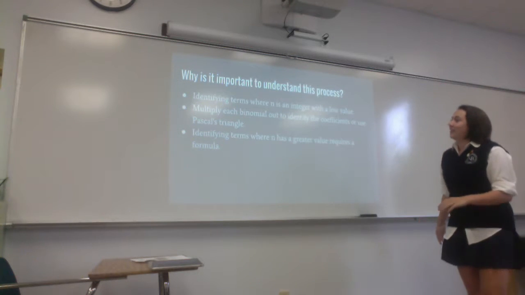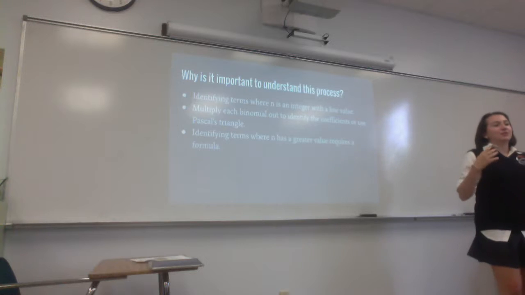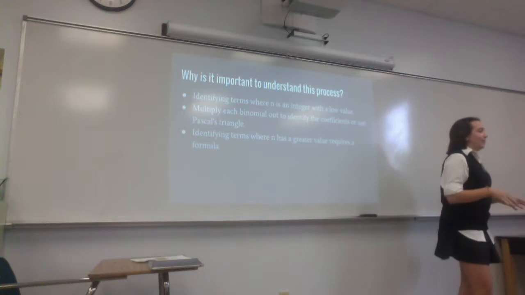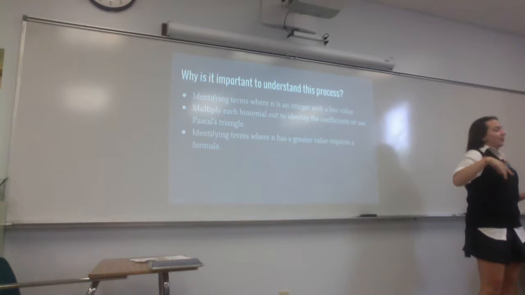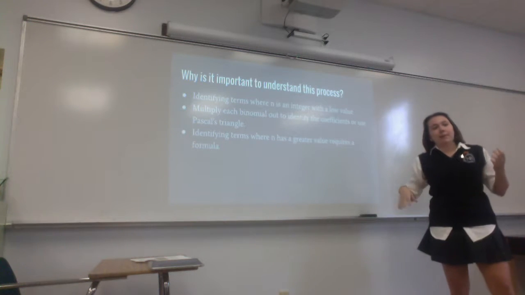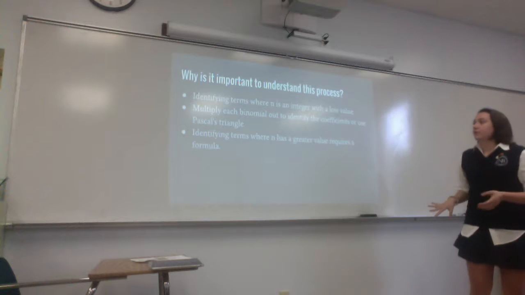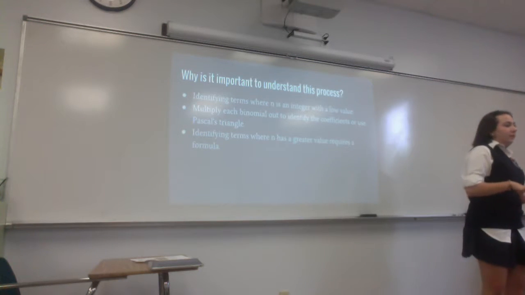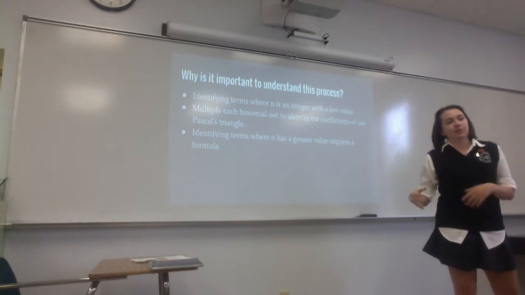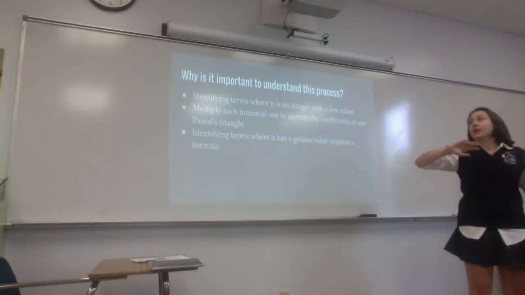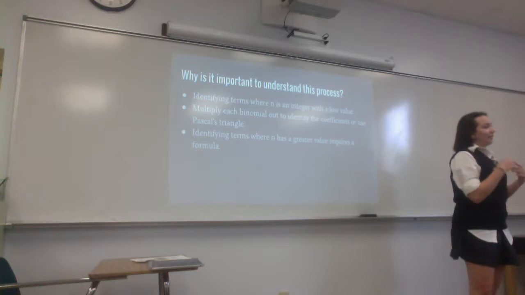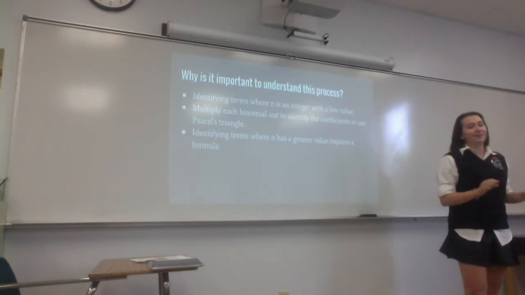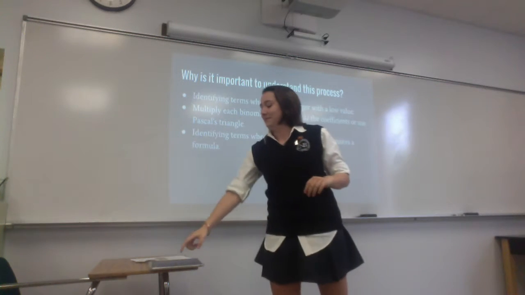I'll tell you. Sometimes it's straightforward to identify a specific term of a binomial expansion when n is an integer with a low value, and you can either do that by multiplying out each binomial, or you can use Pascal's triangle. But sometimes n is going to be an integer with a very high value, and it will be very difficult to do all that work. So I'm going to show you the easier way and what I think is the best way.